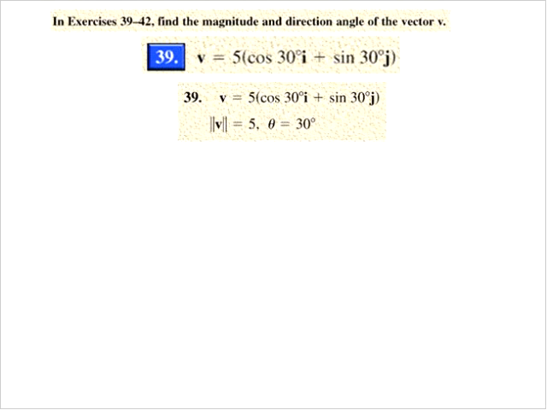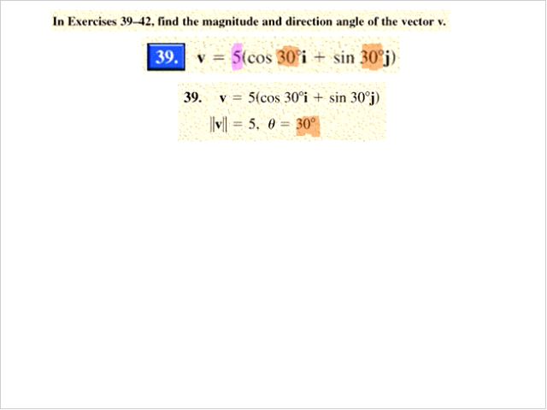All right, next, let's just find the magnitude and the direction. Well, your magnitude is always that number out front of your parentheses that you're multiplying by. So in this case, our magnitude is 5. And then the direction is always a point, and in this case, 30 degrees is a point, right? So here the 30 degrees is your direction.